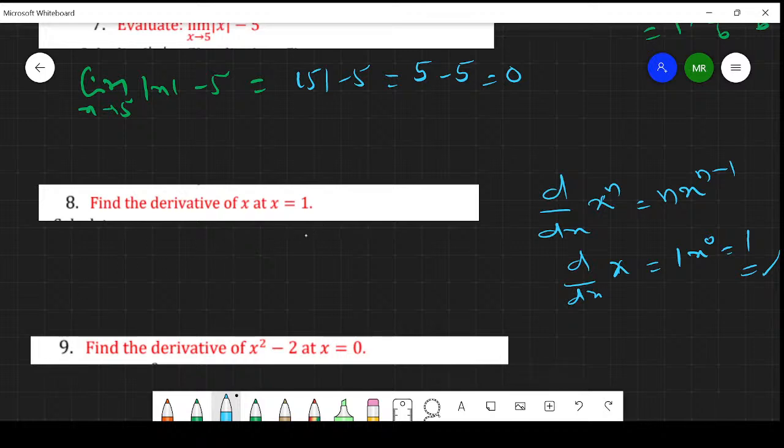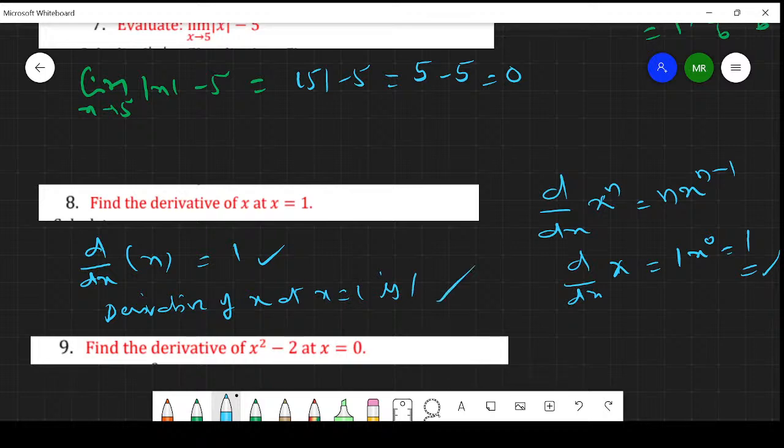So, the derivative of x at x equal to 1: d by dx of x is 1. Look into this formula. The derivative is 1, and at 1 also 1 only. There is no change. So d by dx of x at x equal to 1 is the same. The answer is 1 only. Derivative of x at x equal to 1 is 1.